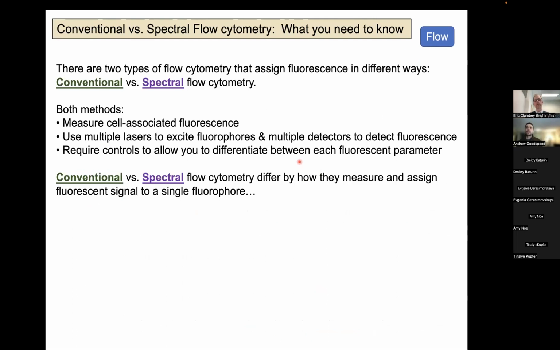Okay, so let's talk about conventional versus spectral flow cytometry. What's important to note is both of these technologies measure cell-associated fluorescence. They use multiple lasers to excite the fluorophores, and they both require controls. But there's an important difference here in terms of how they measure and how they assign that fluorescent signal to your antibody and your protein target.